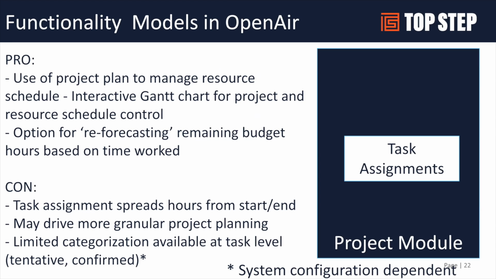The pro there is you're managing your project plan and your resources all in one action. There is an interactive Gantt chart today in OpenAir that helps you do that. The con is, as we all know, if you've got a task that starts in January and ends in March, all the resources assigned to that task will be scheduled equally throughout that date range. Now, you may be able to assign them different hours, but the time frame will stay the same.